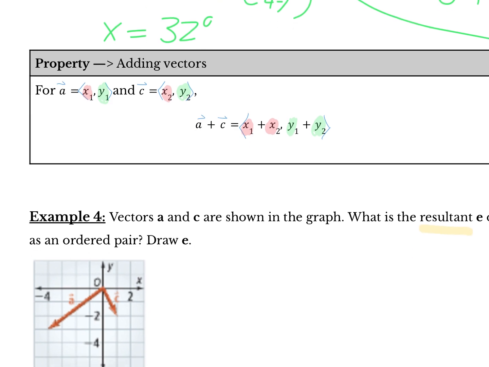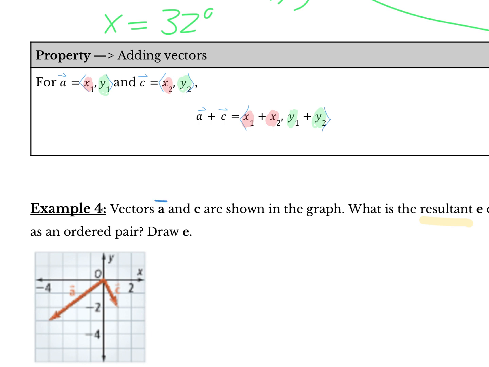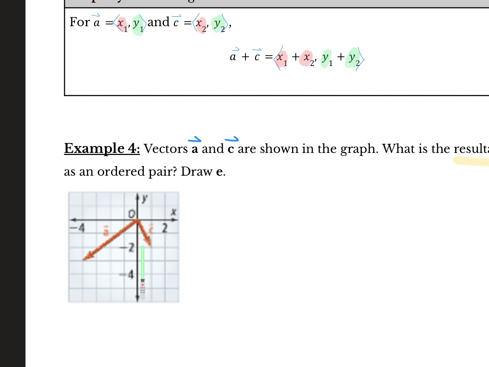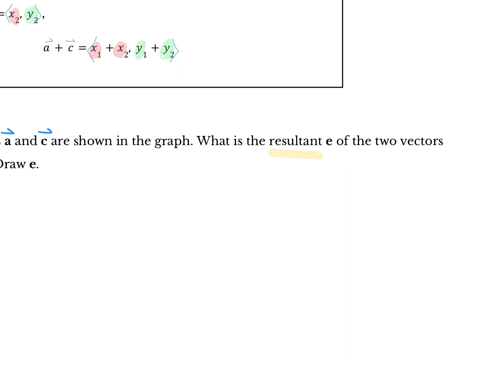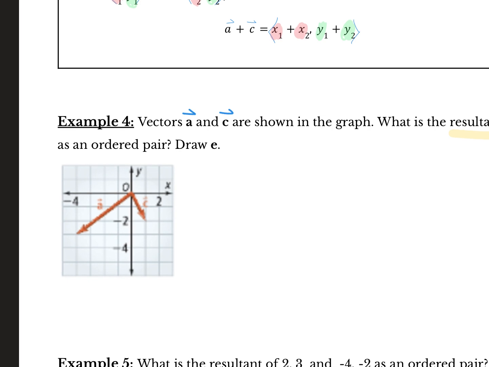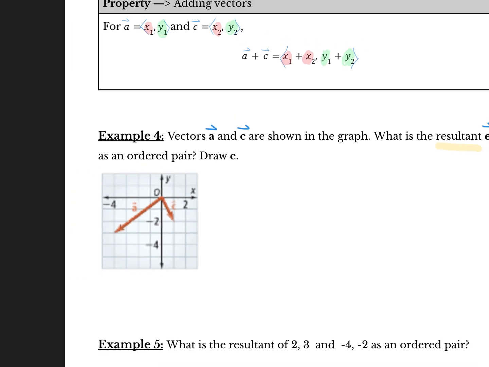So if we go down here, vectors A and C are shown in the graph. So I have the two vectors here in this graph. Here's vector A, here's vector C. And we're asked, what is the resultant, which we are labeling as vector E, of the two vectors as an ordered pair? And then they also want us to draw vector E. So first we have to figure out what is vector E if I add these two vectors together, and then how could I draw it on the graph?